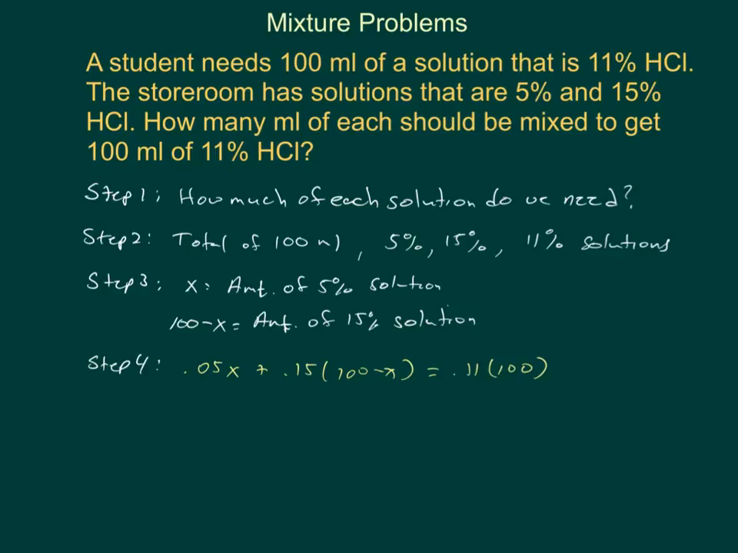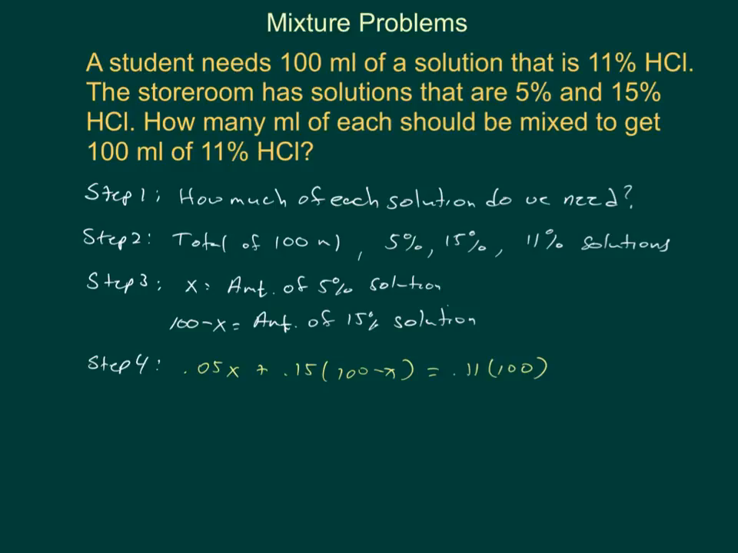So step 1, identify what we're trying to find. In this case, we're trying to find out how much of each solution we need, of the 5% and the 15% solutions, to produce the required amount of 11% HCl. Step 2, we read it again. We notice that we do need 100 milliliters, and we have 11%, 5%, and 15% solutions.